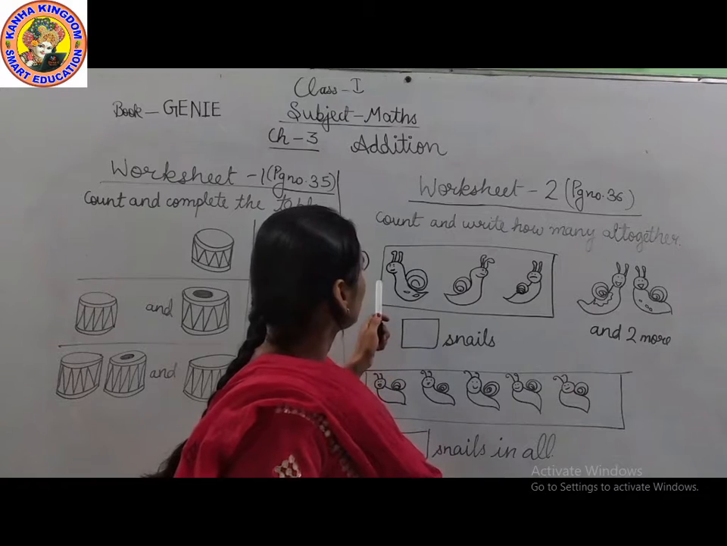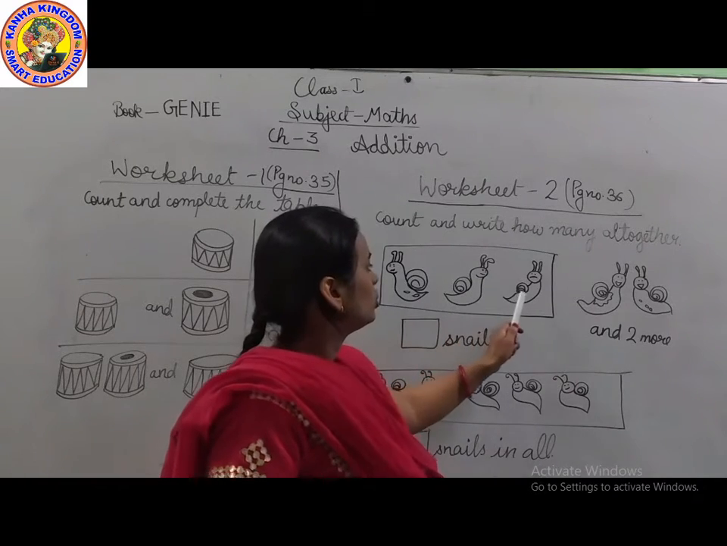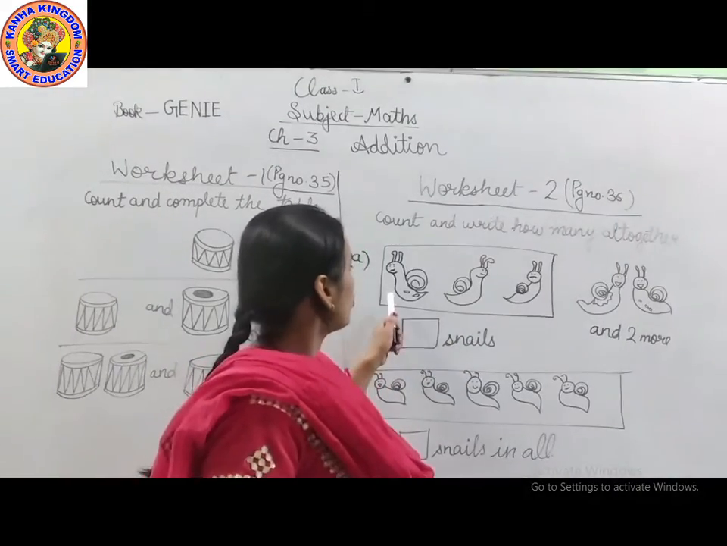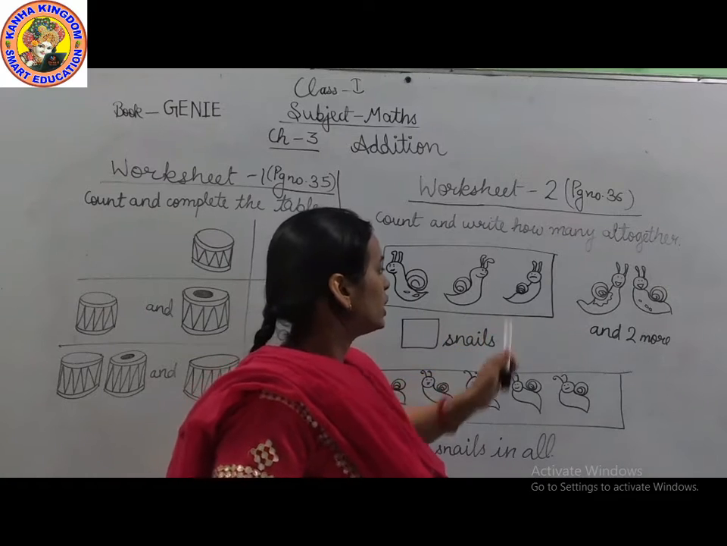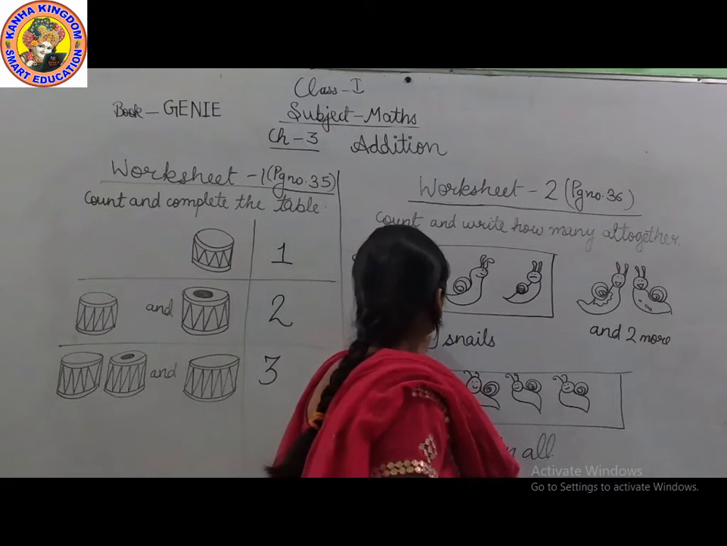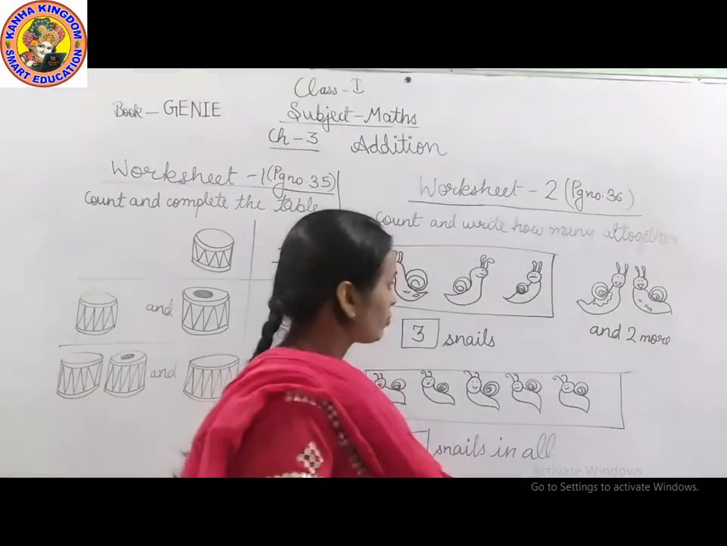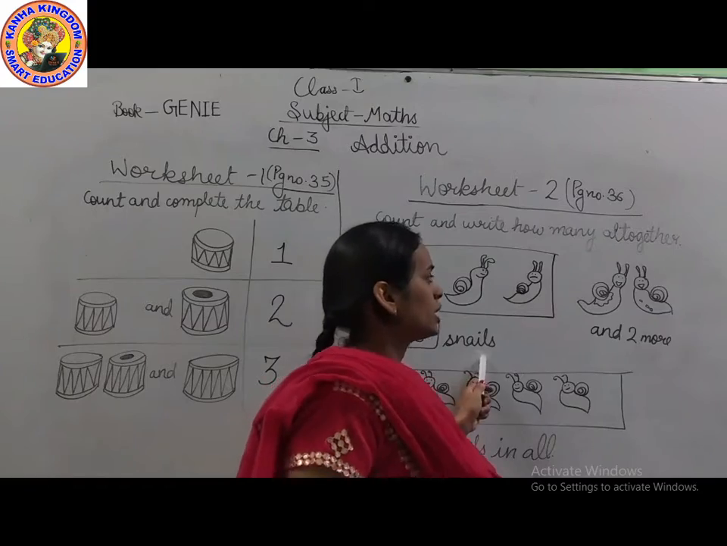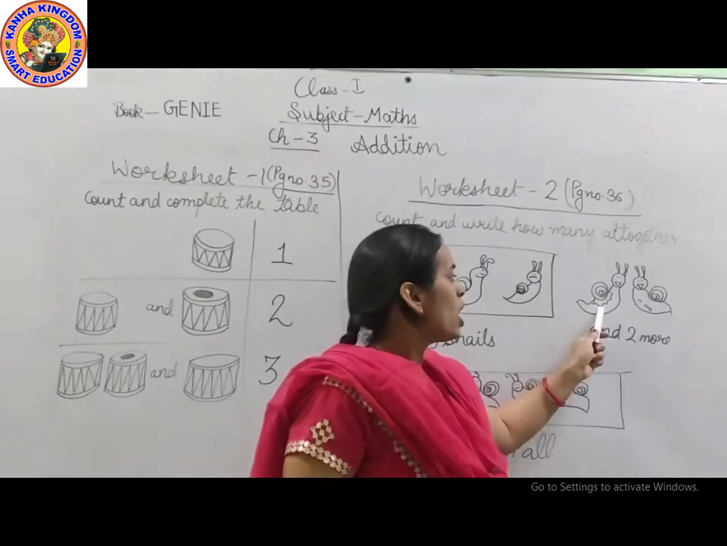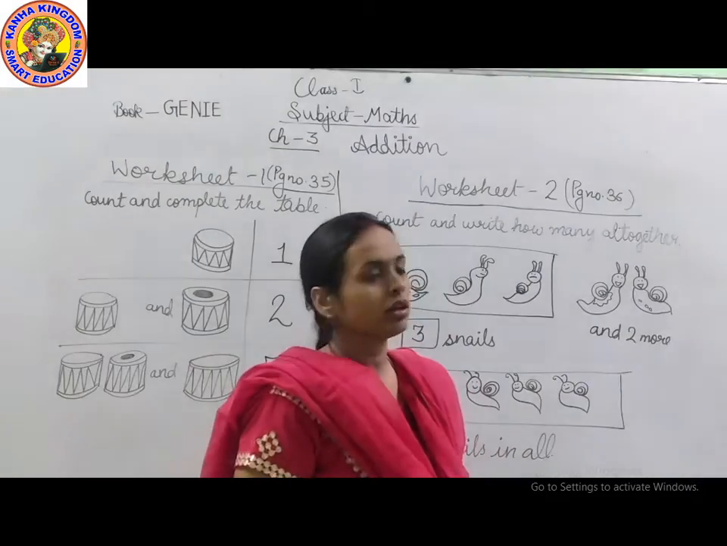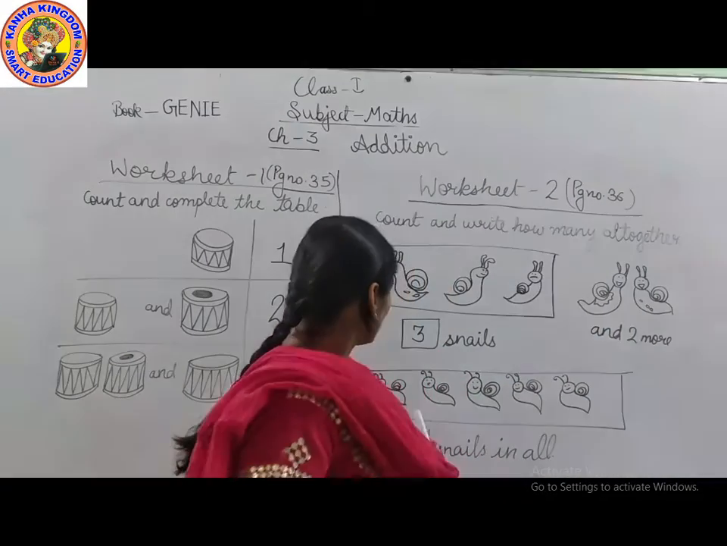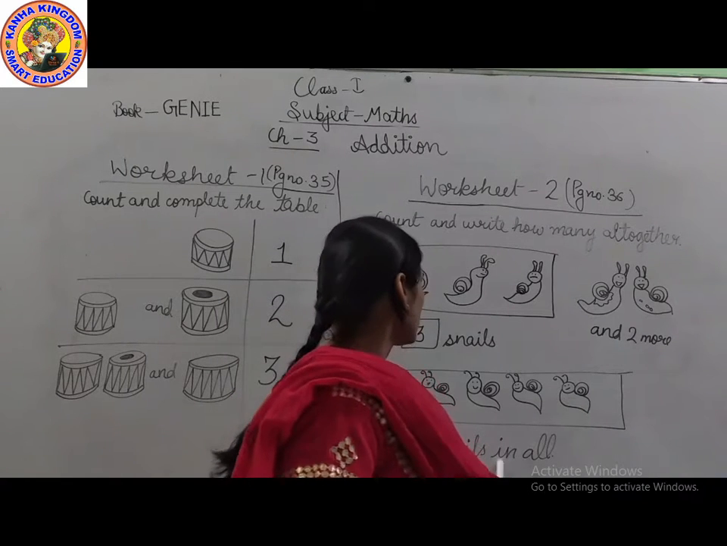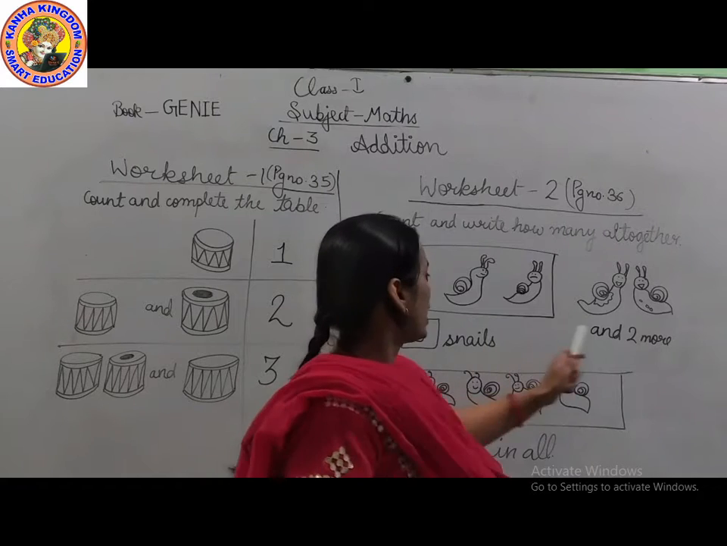In the first picture, 1, 2, 3. So how many snails here? 1, 2, 3. So we write here 3. After 3, we write here 3 snails. Now 1, 2. How many more? 2. In last, how many all together? Dash snails in all.